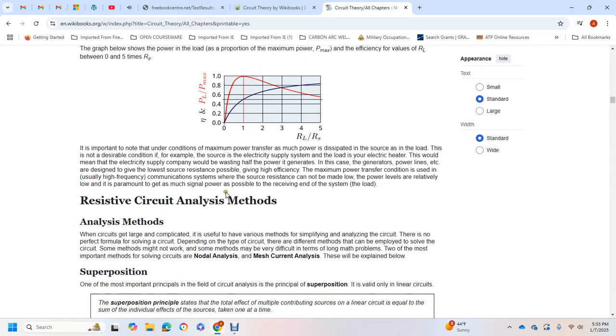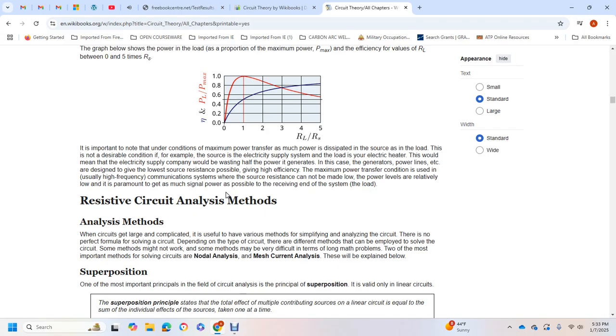It is important to note the condition of maximum power transfer. Much of the power is dissipated in the source as well as the load. This is not a desirable condition. For example, if the source is the electricity supply system and the load is an electrical heater, this would mean that the electrical supply company must be wasting half the power it generates. In this case, the generator, power lines, etc. are designed to have the lowest source resistance possible, which will give a high efficiency.